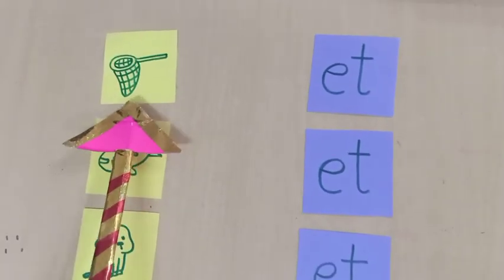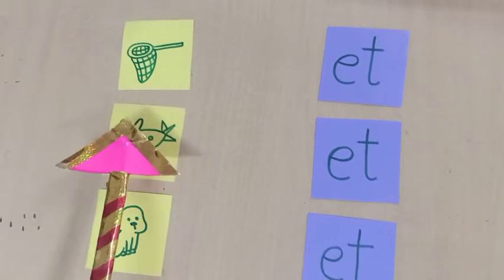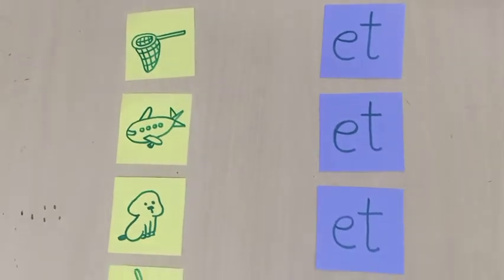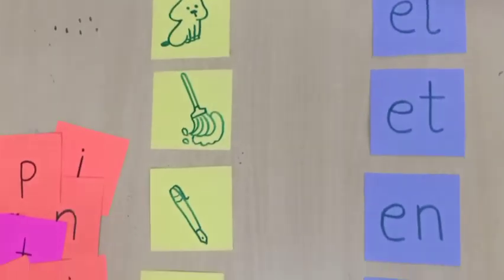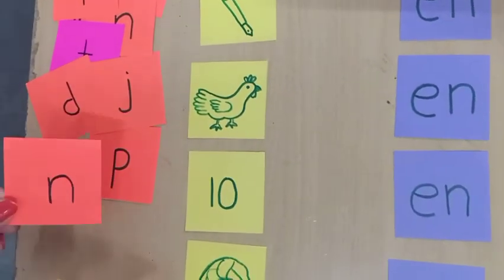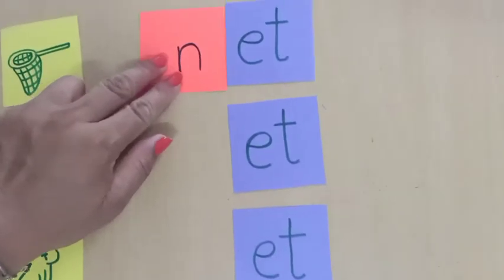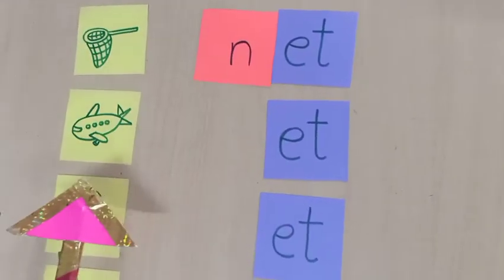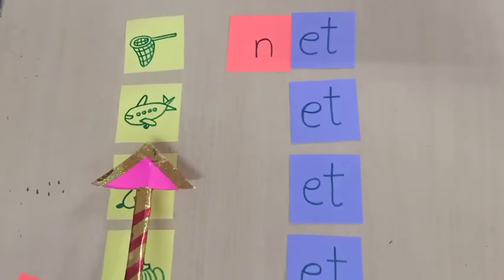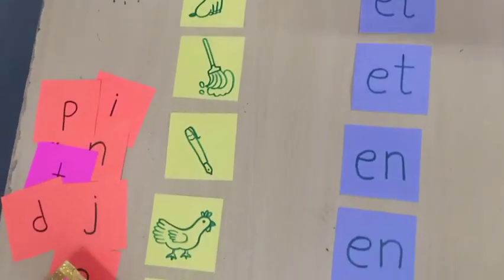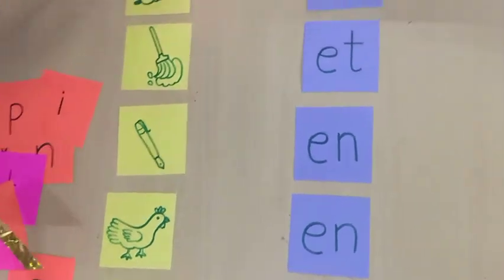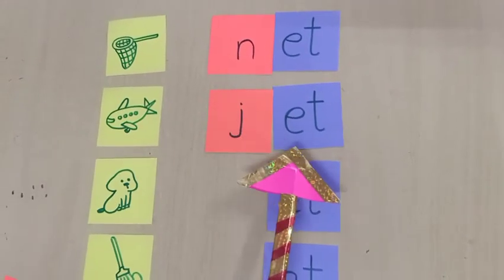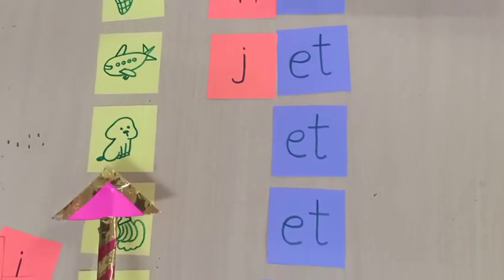Which picture is this? Yes, this is the picture of net. Net. So which letter sound comes first? N. Pick up this card and place it over here. Net. Next picture is jet. Jet. Next is pet.